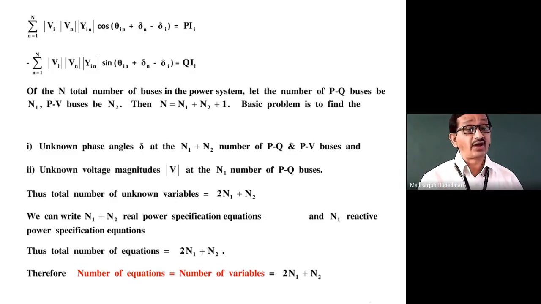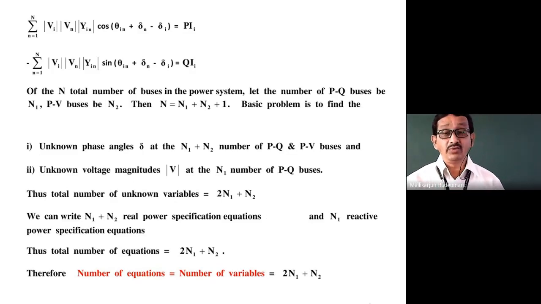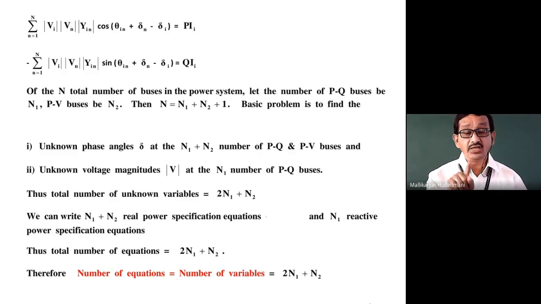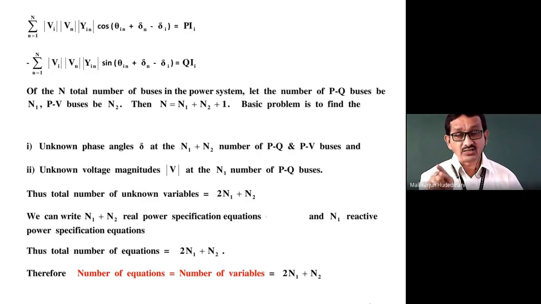Similarly, if I have N2 number of PV buses, in the example say 50 generators are there, P is given, V is given, and Q and delta are not given. I would consider only delta.